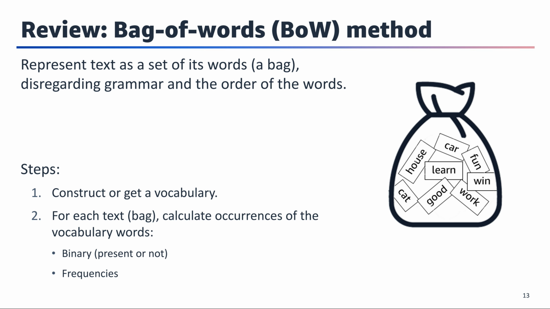The steps are as follows. 1. Construct or borrow a vocabulary of words. If you don't borrow a vocabulary, you can create one by using the training data. 2. Create simple numerical vectors by calculating the occurrences of words in your text data. The vectors can be binary, whether the word occurs, simple word counts, or frequencies, which are normalized according to the total number of words in the text.